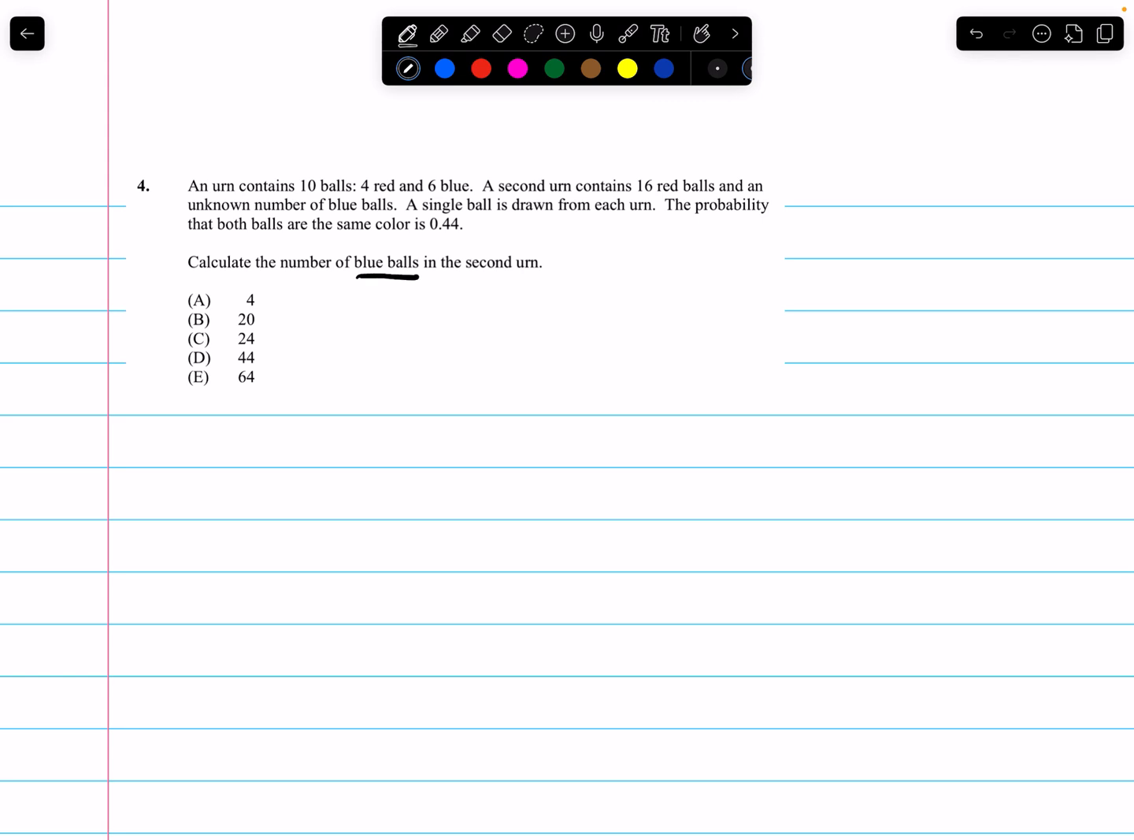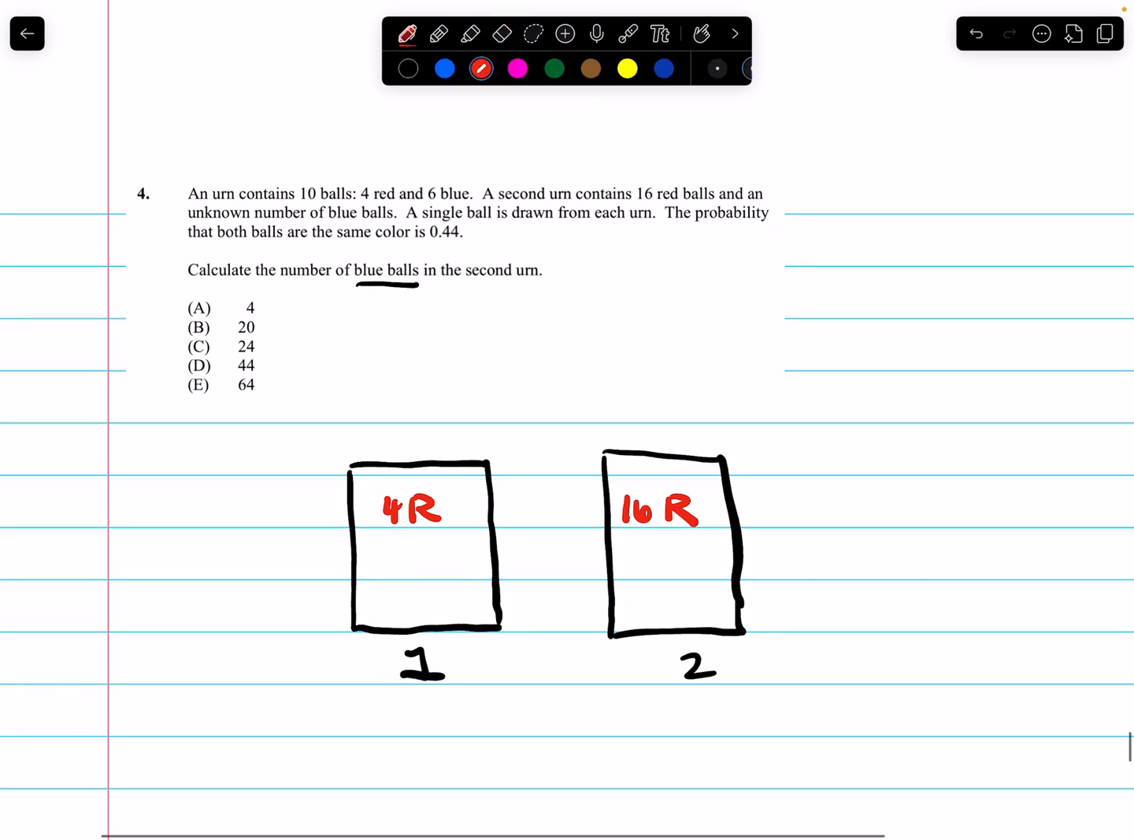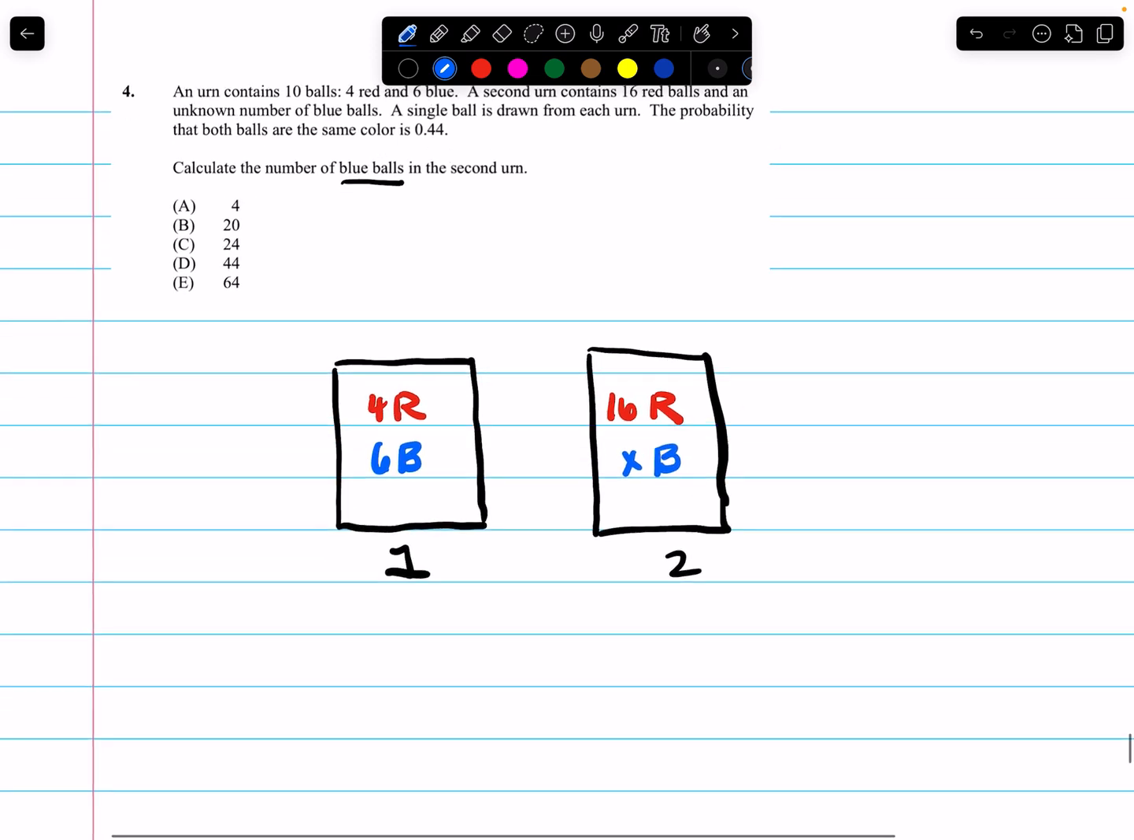A lot of information. Let's try to sort it out. That's why I like pictures wherever I can. So this is going to be urn 1. This will be urn 2. Urn 1 and urn 2. So we have 4 red in the first one, 16 red in the second one. 6 blue. Oops. Let's make that blue. 6 blue in the first, and here's our unknown number of blue in that second urn.